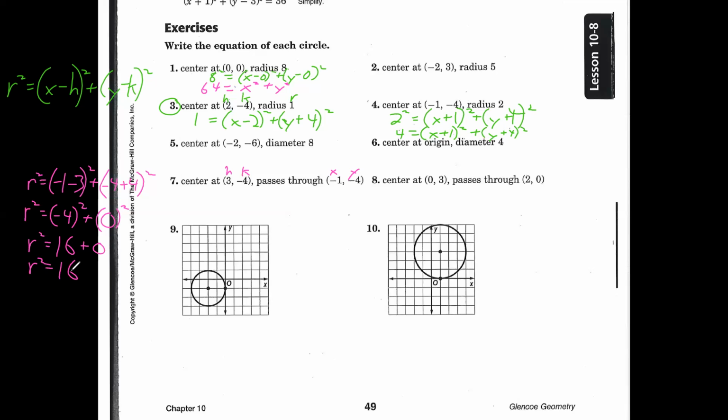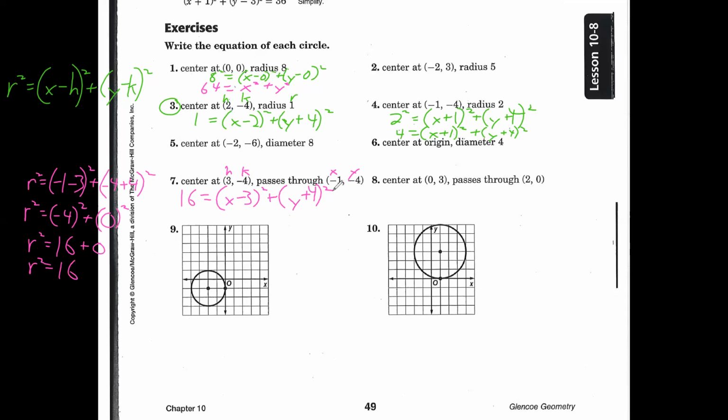Now, we could actually stop it. We don't have to find the radius by itself because we're just writing an equation. At this point, I could say, all right, r squared is 16, so 16 equals x minus 3 squared plus y plus 4 squared. And that's my equation. Sometimes they will ask you to find the radius.